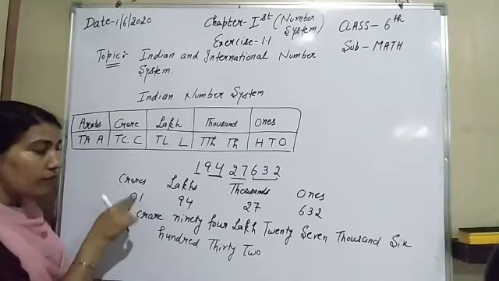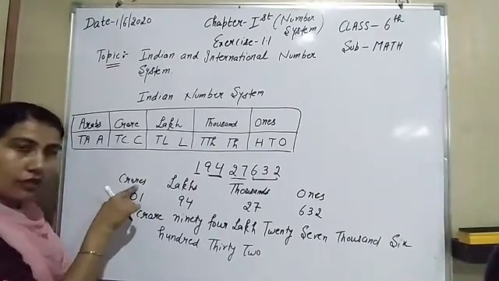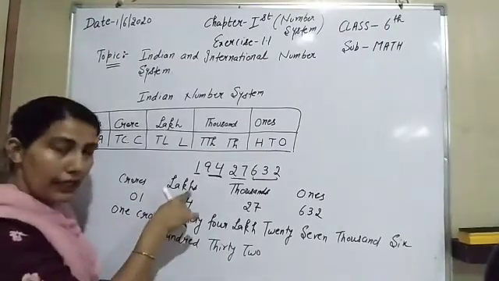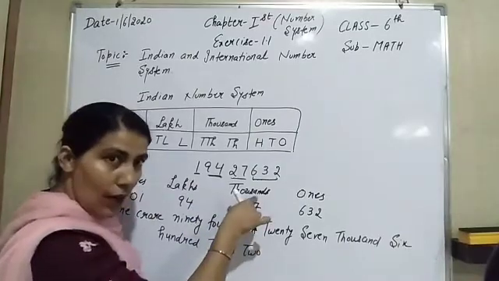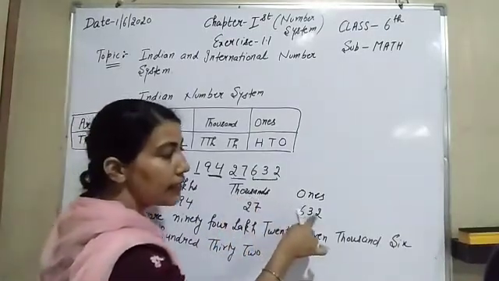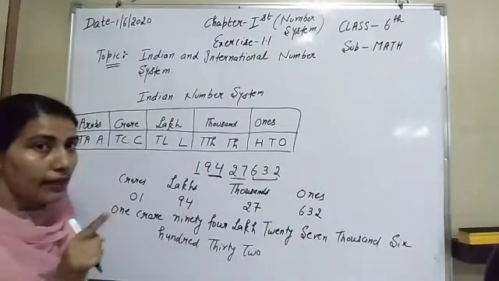So it becomes, here is 1 crore, 1 crore 94 lakh 27,632, which is our right answer.